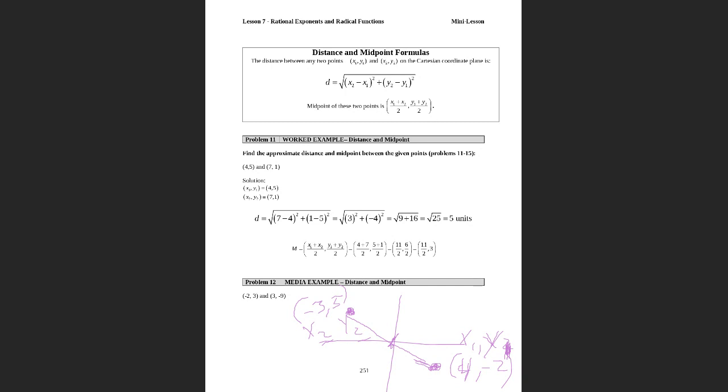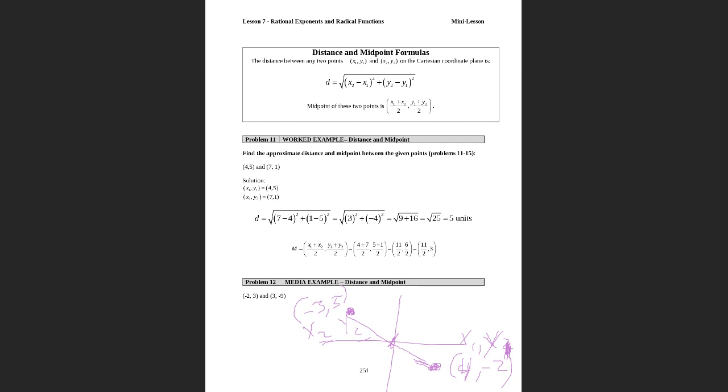Now, to find the distance between these 2 points, what's the formula? The formula says x2 minus x1 squared plus y2 minus y1 squared. That's it. And then you put all that under a square root. Don't forget the square root. And that's it, pretty much.